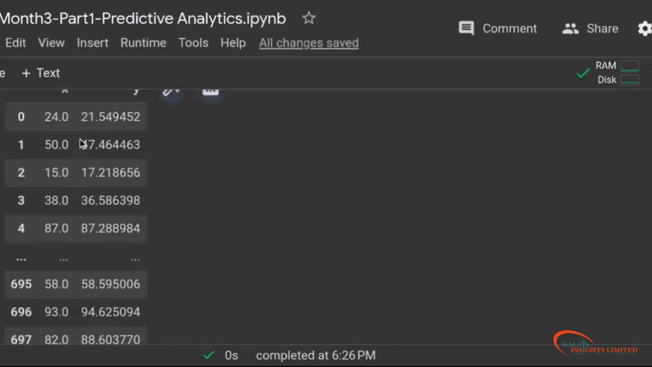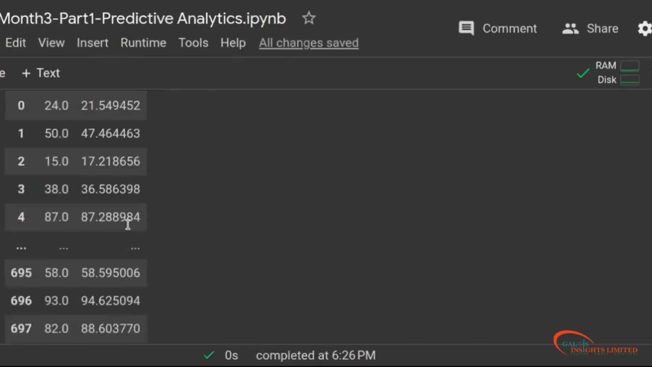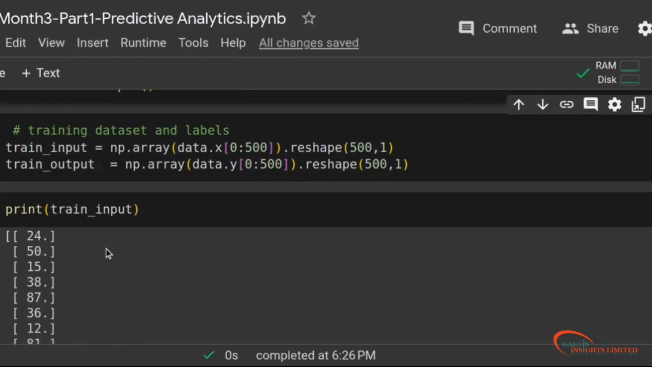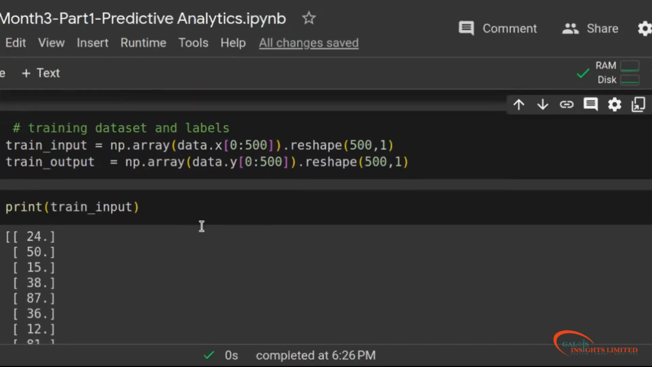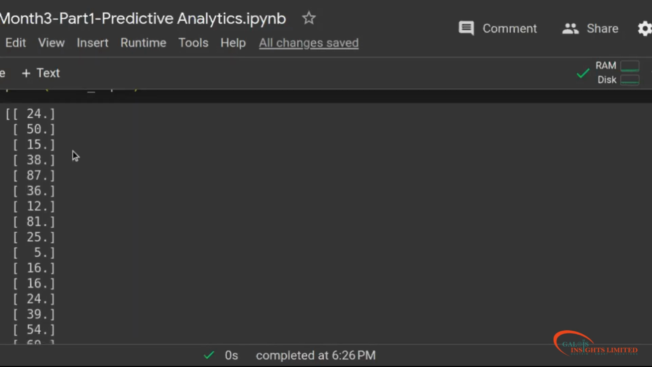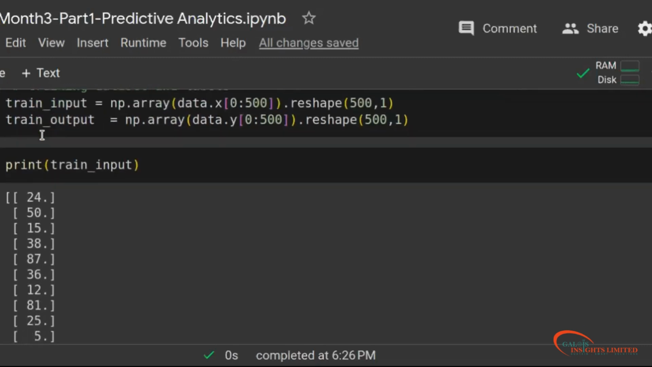Okay, so we pick the whole from the beginning all the way to 500 data points. So we're just taking a portion of it. You're not taking all the data points, just a portion of it. And then we reshape this into 500 different rows, but then we only need one particular column. So in a sense, this is simply a univariate way of doing a prediction. So we are not doing the multivariate linear regression. We are simply doing the univariate linear regression.